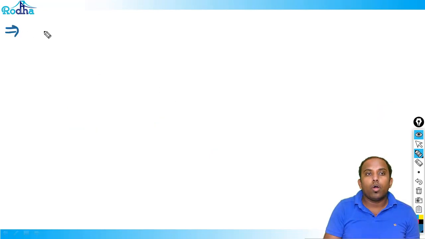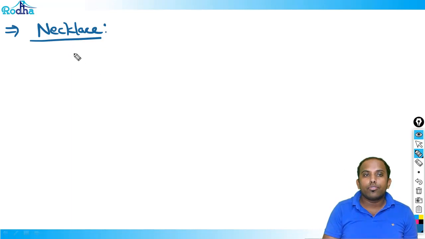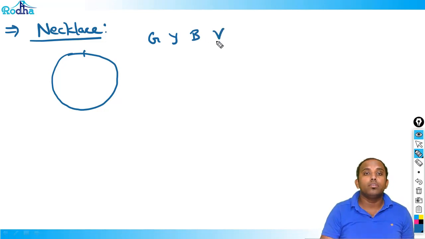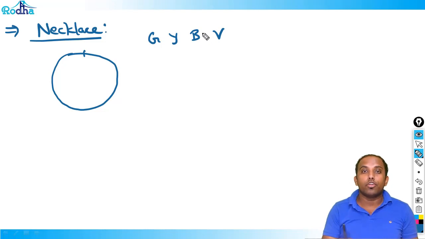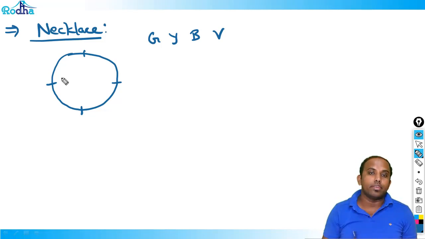Now observe the case of a necklace, where we can turn things over. This is not a table now, it is a necklace, and we have 4 beads: a green bead, a yellow bead, a black bead, and a violet bead. Very bad colors I've chosen, it will form a very bad necklace, but no issue. Let's say there are 4 beads. In how many ways can I arrange this necklace and place the 4 beads?